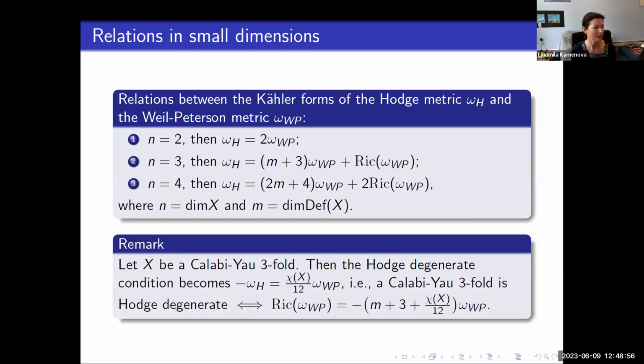In particular, if you have a Calabi-Yau threefold, then the Hodge degenerate condition is very easy to express. It is something like a Kähler-Einstein condition: the Ricci curvature of the Weil-Petersson metric is some specific constant times the Kähler form. So that's for Calabi-Yau threefolds. For Calabi-Yau n-folds, it's just a more complicated expression.